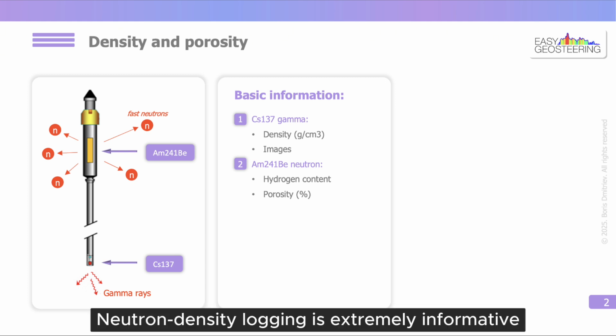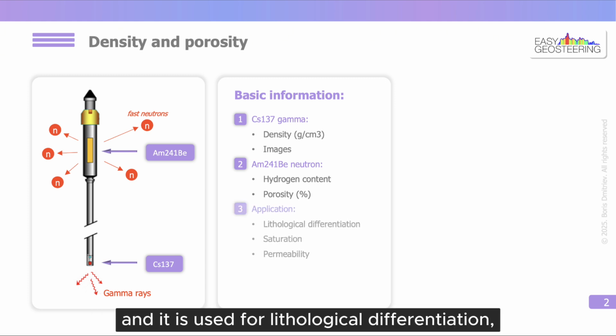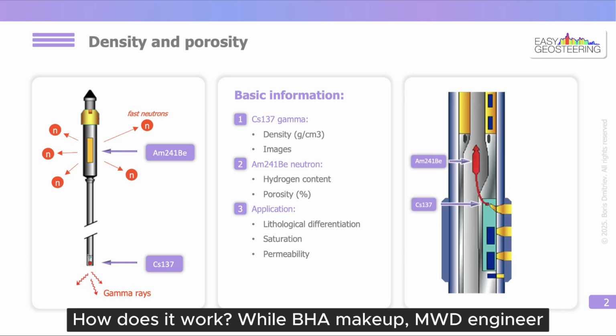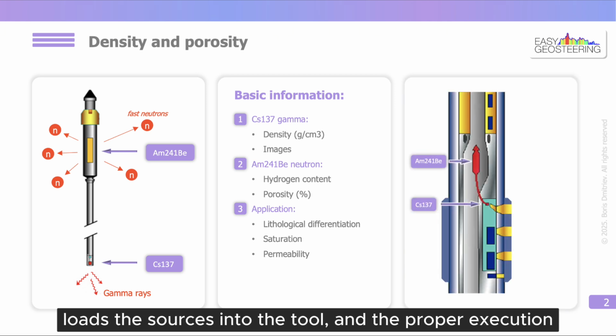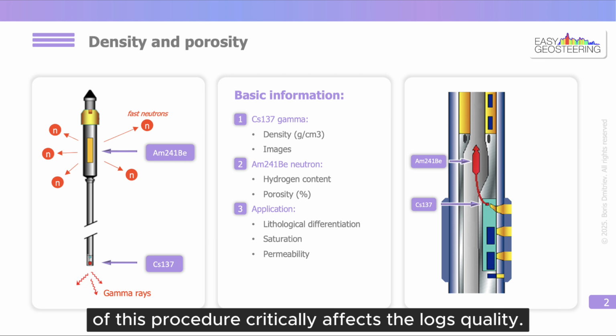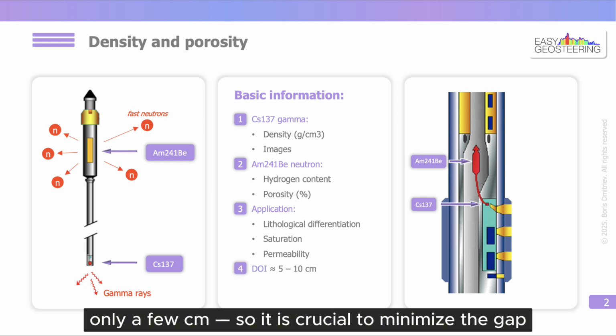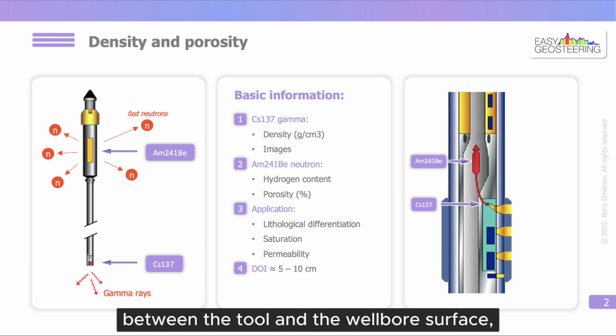Neutron density logging is extremely informative, and it is used for lithological differentiation, saturation, and permeability calculations. How does it work? While BHA makeup, the MLWD engineer loads the sources into the tool, and the proper execution of this procedure critically affects the log's quality. This type of measurement has the smallest depth of investigation, only a few centimeters, so it is crucial to minimize the gap between the tool and the wellbore surface, especially for density measurements.